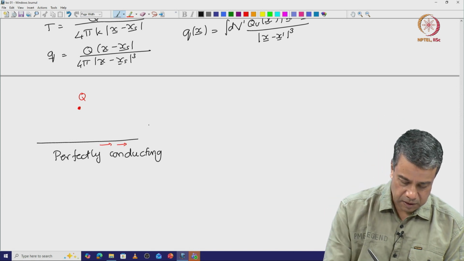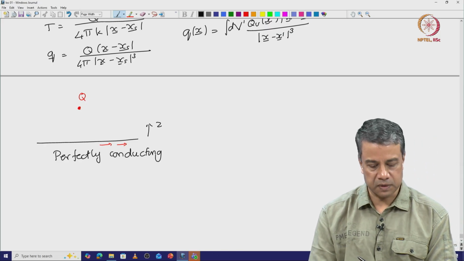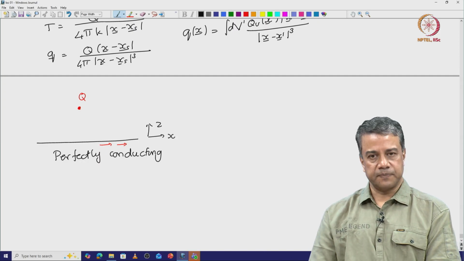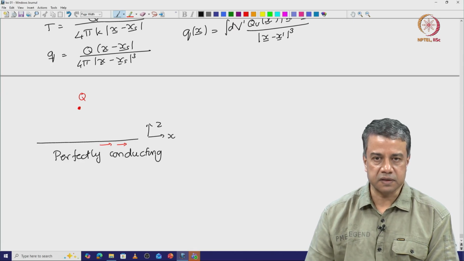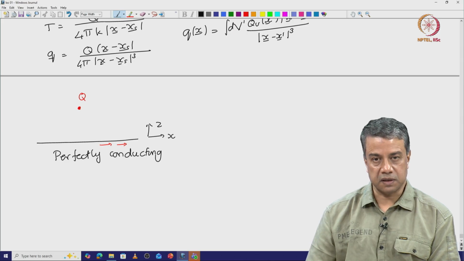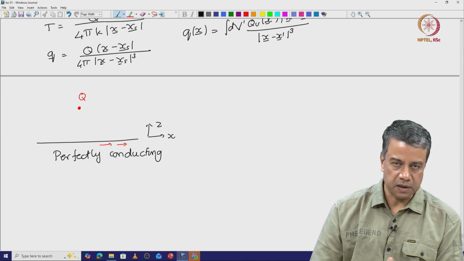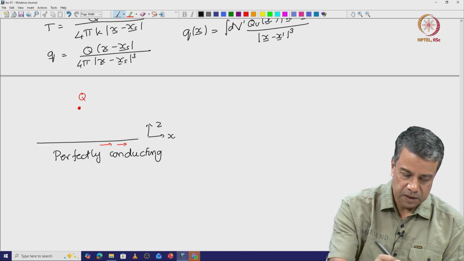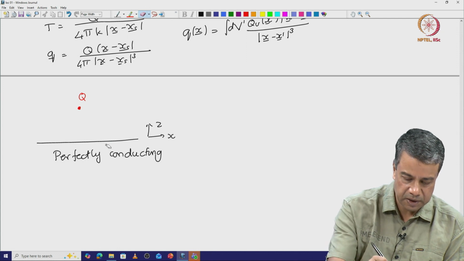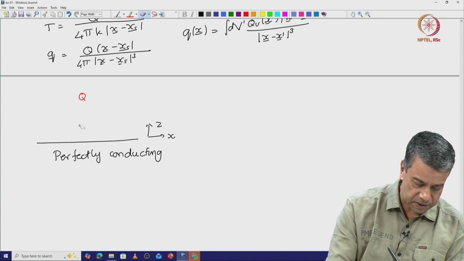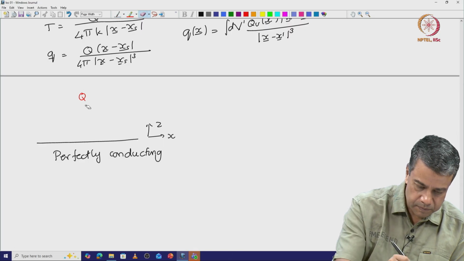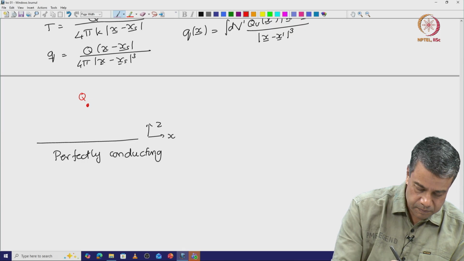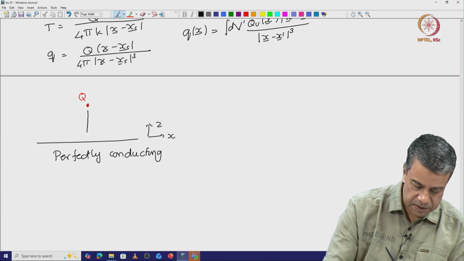So, if I take the perpendicular coordinate as z and the coordinate along the boundary as x, if the boundary is perfectly conducting, there can be no heat flux parallel to the surface, because the temperature is a constant along that boundary. If the temperature is a constant along the boundary, there is no heat flux along the boundary. Therefore, the flux lines necessarily have to be perpendicular to the boundary.